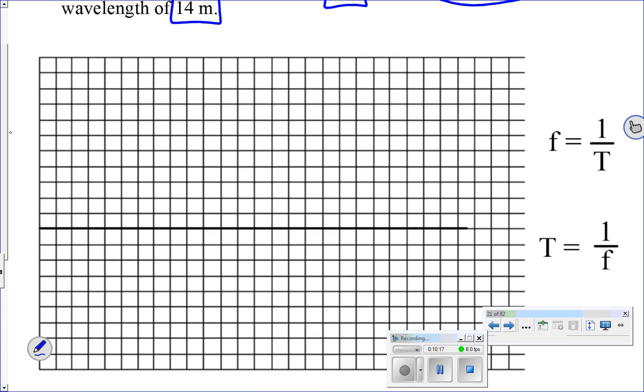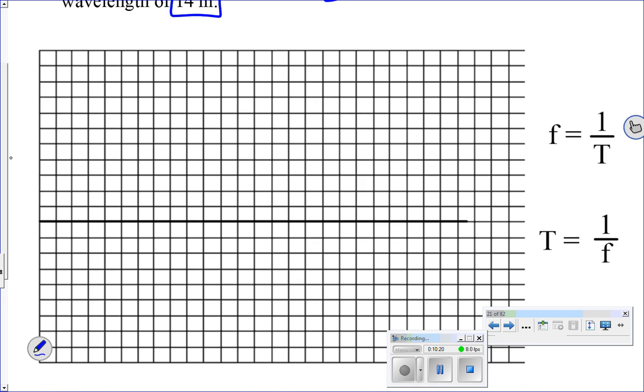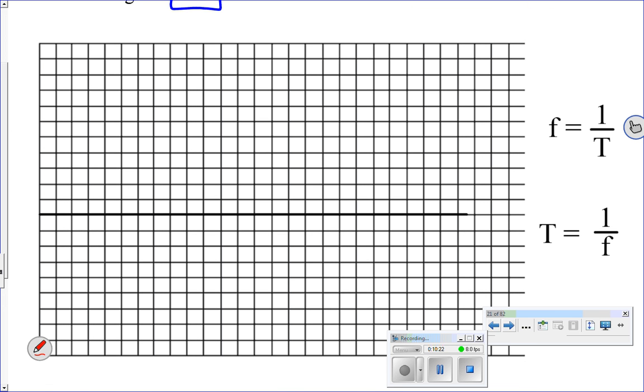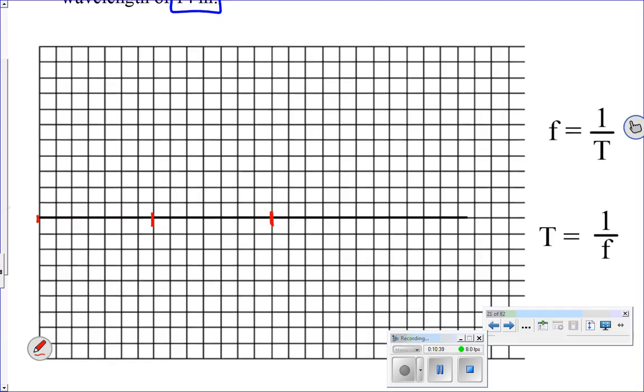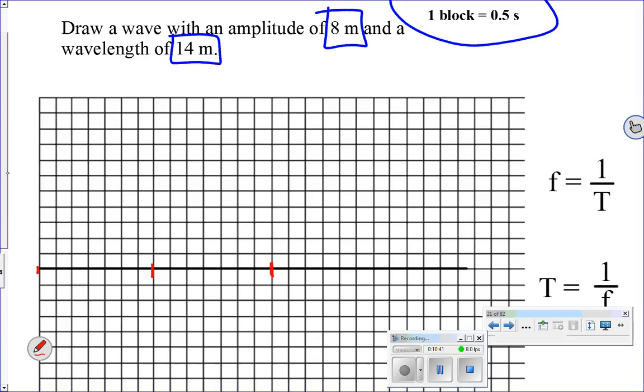I'm going to count out my wavelength first. My wavelength is 14. So this is position 0, 1, 2, 3, 4, 5, 6, 7. Halfway. 1, 2, 3, 4, 5, 6, 7. Or 14, I should say. So that gives me my wavelength. I need to go up to an amplitude or height of 8 meters. So 1, 2, 3, 4, 5, 6, 7, 8. I'm going up to here.